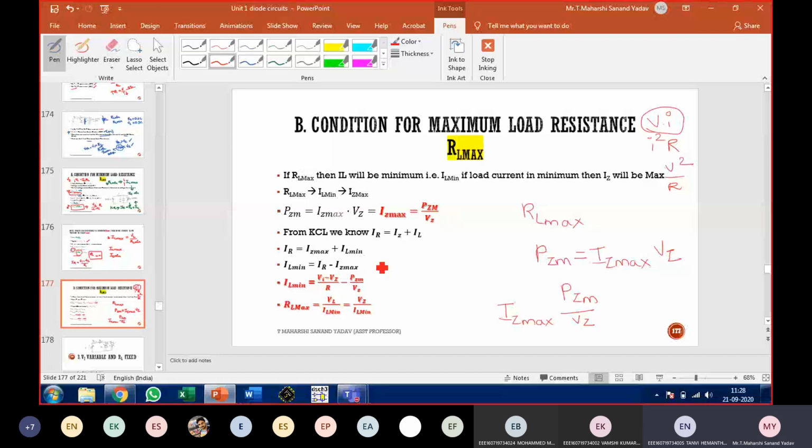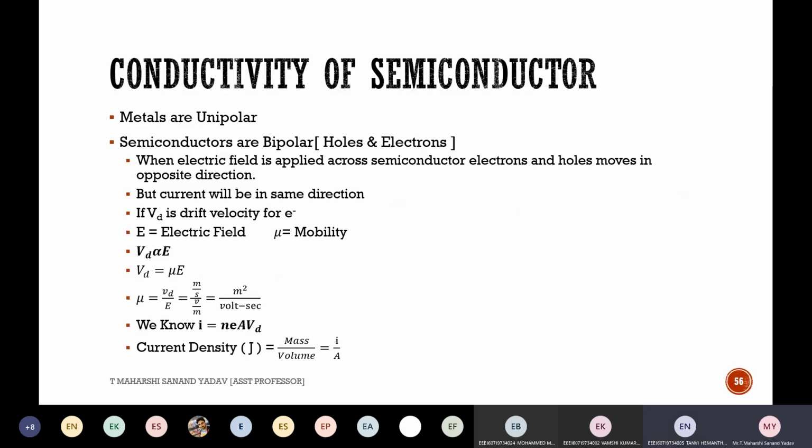However, when something is connected in parallel, the voltages will be the same. So VL is equivalent to VZ. So you can write it as VZ by IL min. In this manner, I can find the values of RL minimum and RL maximum. To find RL minimum is very easy, but in order to find RL max, you need to make use of this maximum power dissipation value so that it will be easy for you.